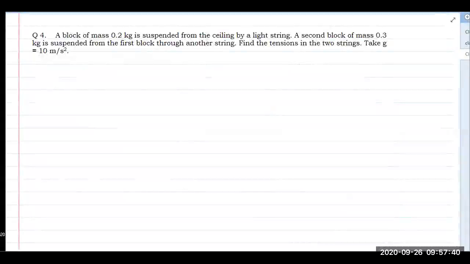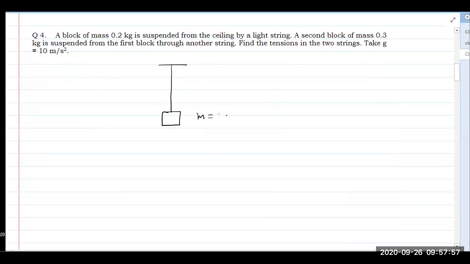We are going to do this question. The problem is: a block of mass 0.2 kg is suspended from the ceiling by a light string. The block of mass 0.2 kg is suspended from a light string. A second block of mass 0.3 kg. This is M1 and this is M2. 0.3 kg is suspended from the first block through another string.